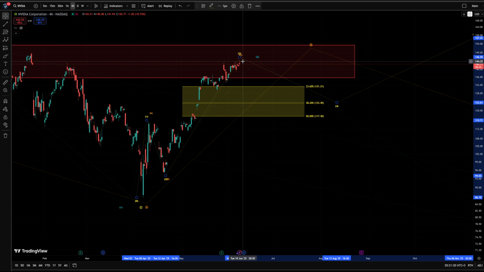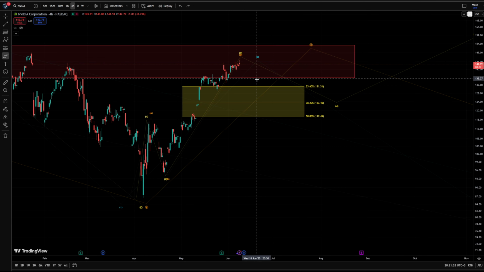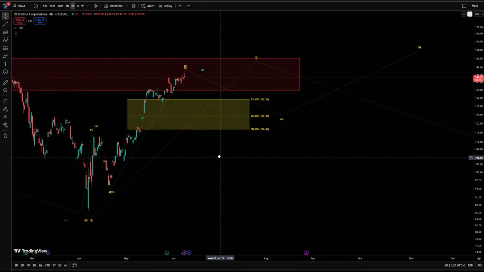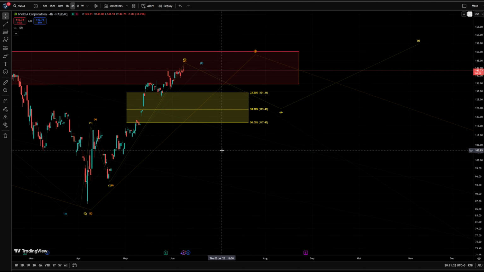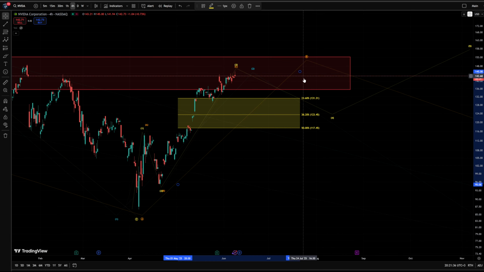So the probabilities would shift drastically. It's also possible that we are forming a diagonal and we just have the wave 1 in 3 waves, but that's also a very low likelihood of a good trade, and we are not going to focus on that too much.